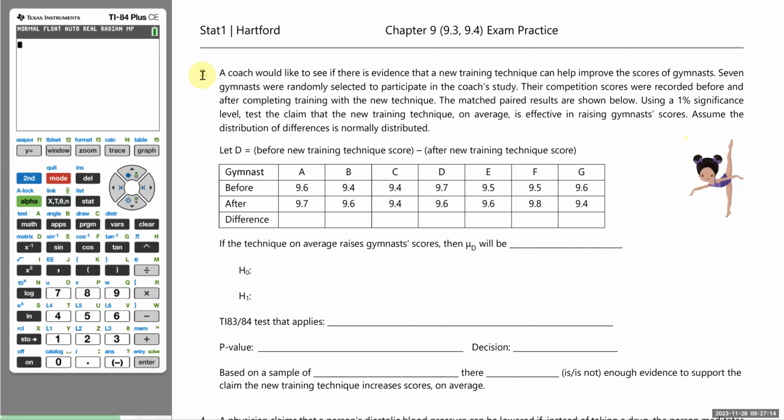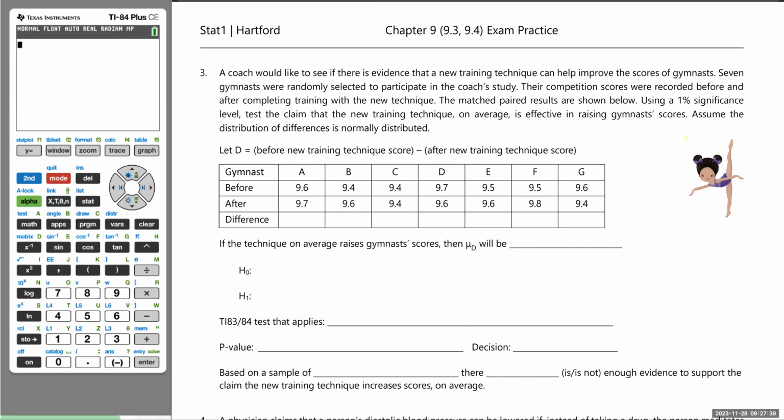A coach would like to see if there is evidence that a new training technique can help improve the scores of gymnasts. 7 gymnasts were randomly selected to participate in the coach's study. Their competition scores were recorded before and after completing training with the new technique. The matched pair results are shown below. We'll use a 1% significance level to test the claim.